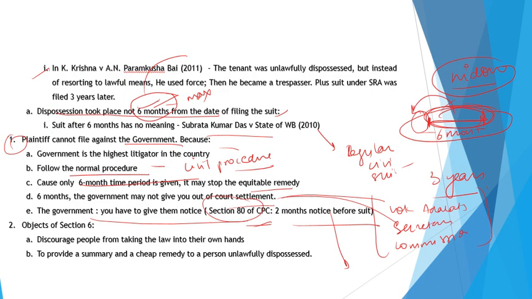This completes this part. Then you just understand, I have repetitively told you the purpose of this section 6. It discourages people from taking the law into their own hands. There is always a requirement of due process of law. You need to follow the proper process if you want to dispossess a person from their property, and to provide a summary or cheap remedy to a person unlawfully dispossessed. Because it's a quick remedy, it's a summary procedure which you need to follow.